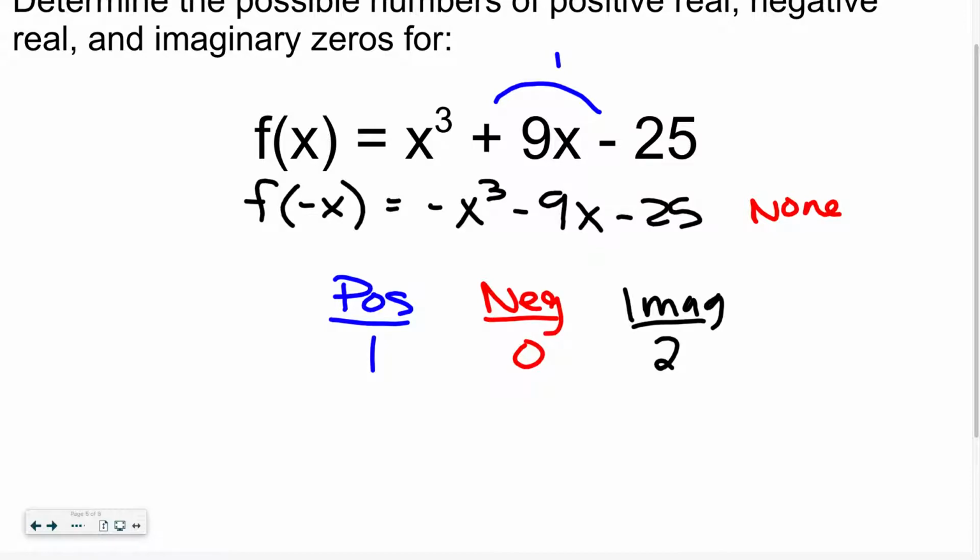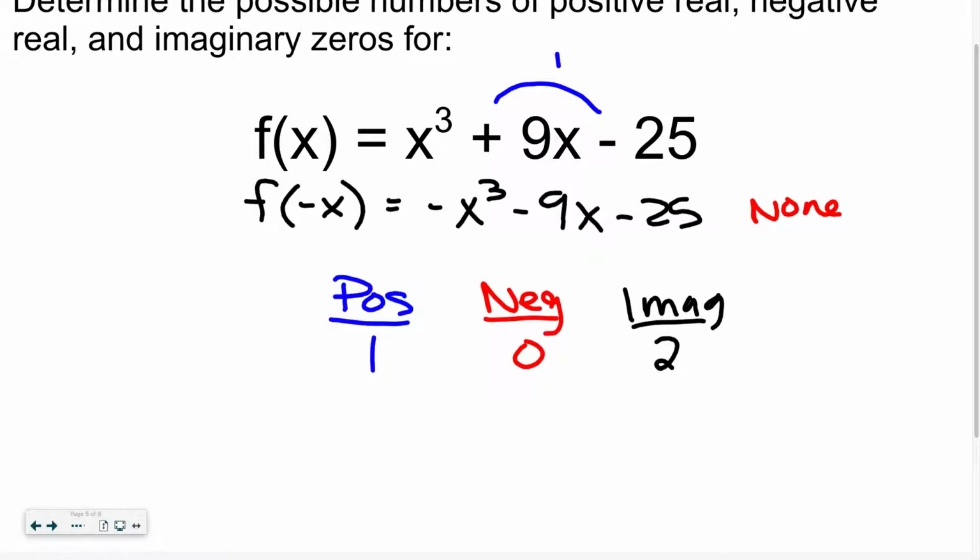Okay, other questions that you may have? Yes, Kenzie? Yes, Alex? On the positive, negative, imaginary, would we put 0 positive, 0 negative for imaginary? No, because for a positive, it could be equal to that number of sign changes, 1, or less than that by an even number, but 1 minus 2 is negative 1, and you wouldn't say you would have negative 1 positive real zeros. You just would have 0 of them.